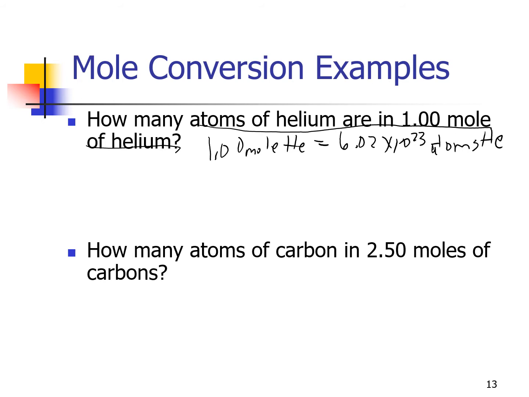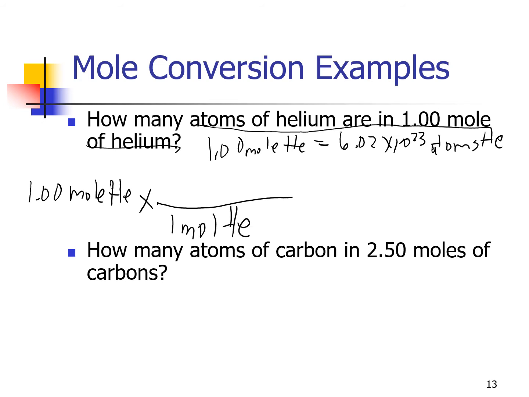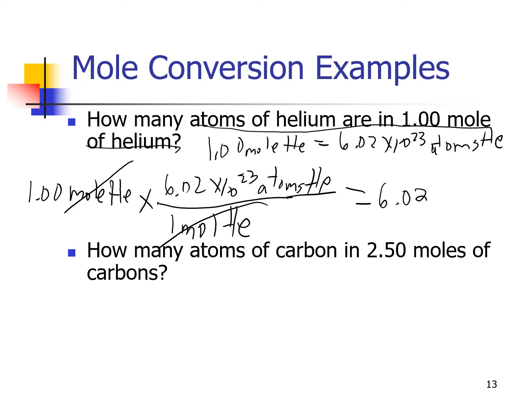We would start always with what we're given, which is 1 mole of helium. Then we can take Avogadro's number, which is our definition, 1 mole is equal to 6.02 times 10 to the 23rd, and set it up so our units would cancel. So we would have 1 mole of helium on the bottom and 6.02 times 10 to the 23rd atoms of helium at the top. This way our moles of helium cancel, and we just multiply 1 times this number. We get 6.02 times 10 to the 23rd atoms of helium.